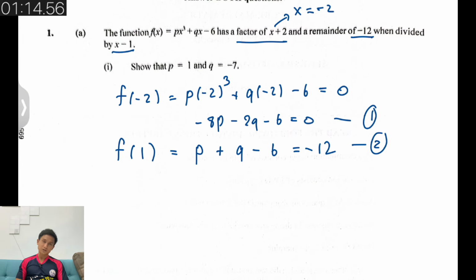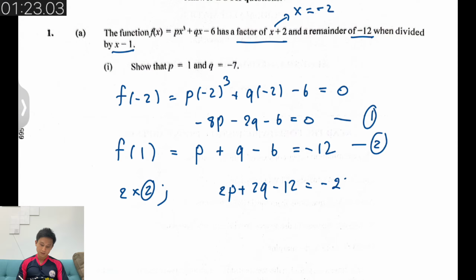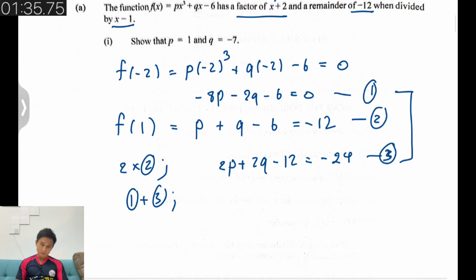Let's see, so we're going to solve simultaneously. Well, let's multiply equation 2 by 2. So we're going to get 2p plus 2q minus 12 equals minus 24. And I call that equation 3. Now let's see, equation 1 and equation 3 can be added, right? So I add the two equations together. And then what do I get here?